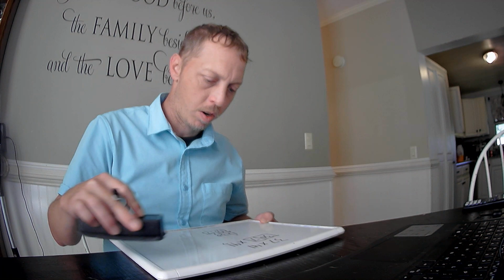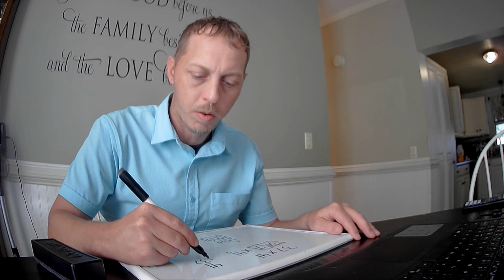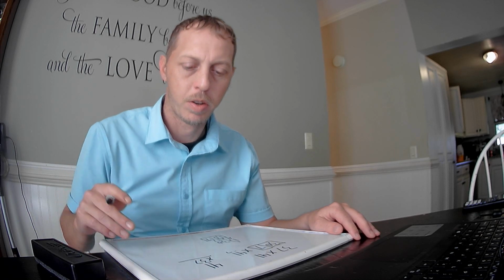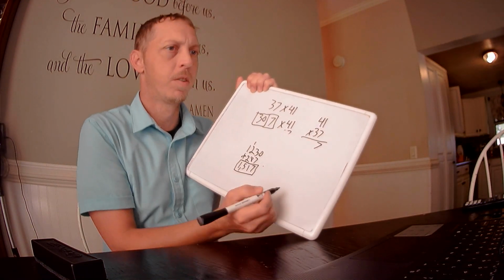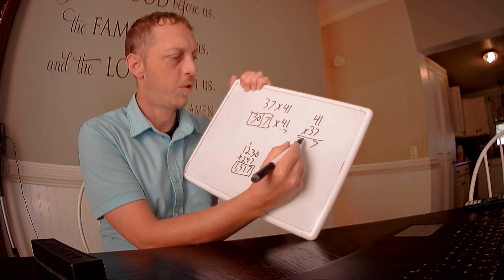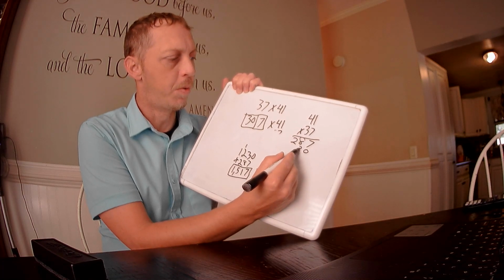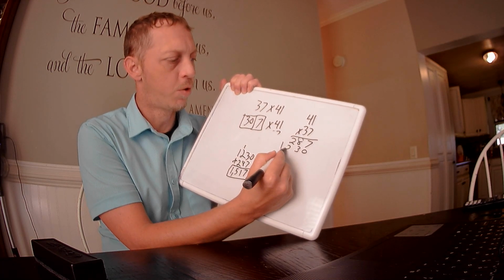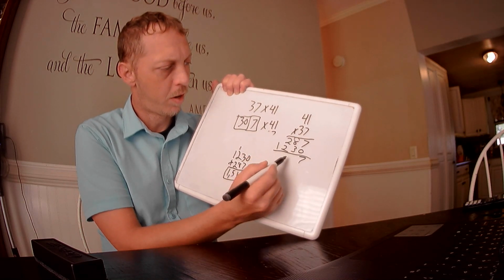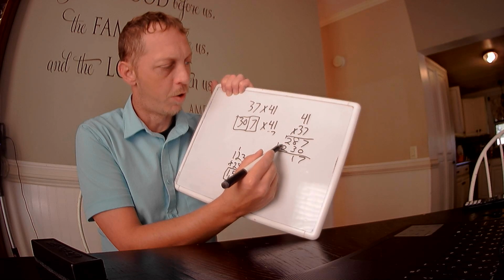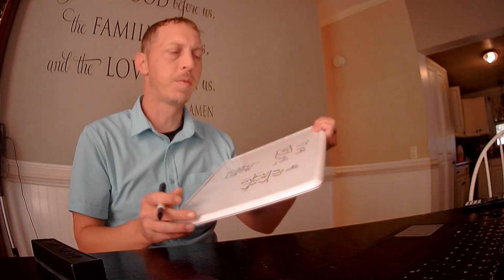All right. Now I'm going to do it the traditional way. 41 times 37. 7 times 1 is 7. 7 times 4 is 28. Add my 0 down here. 3 times 1 is 3. 3 times 4 is 12. Add that together. We have 7, 11, 1, 2, 3, 4, 5, and 3. 1517.